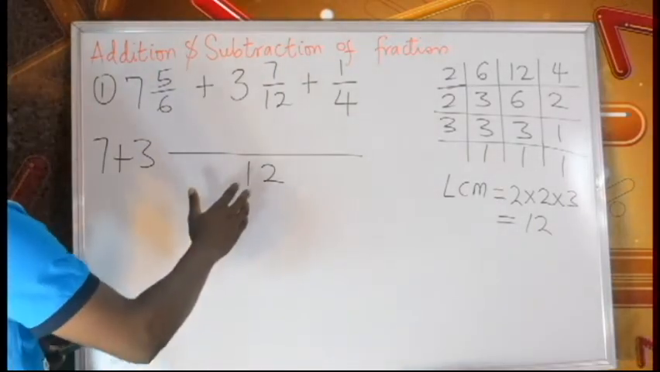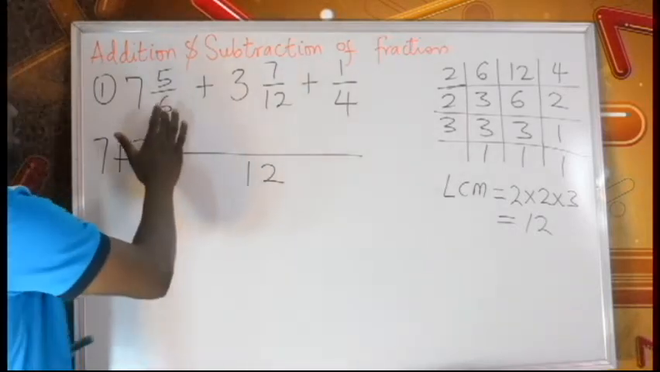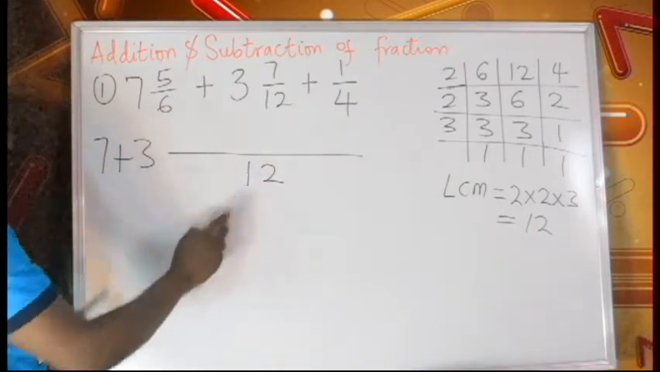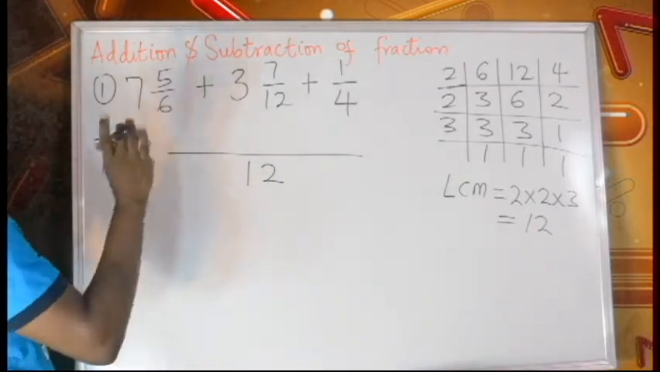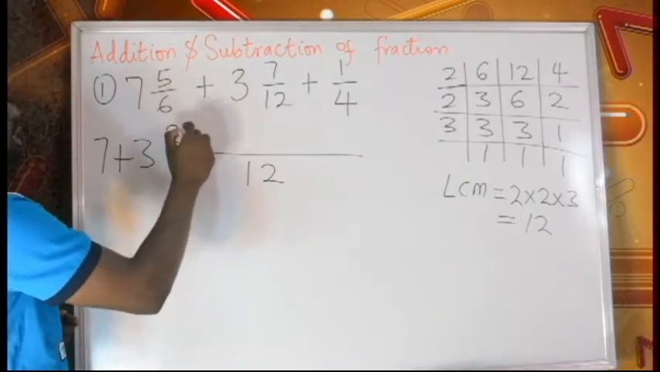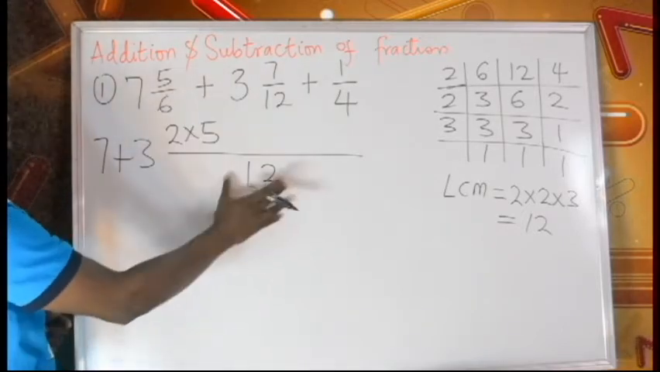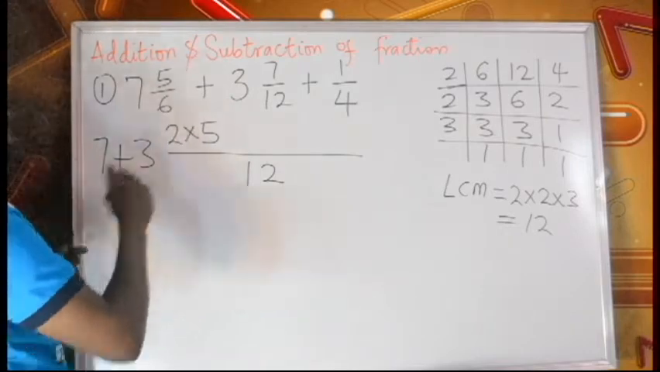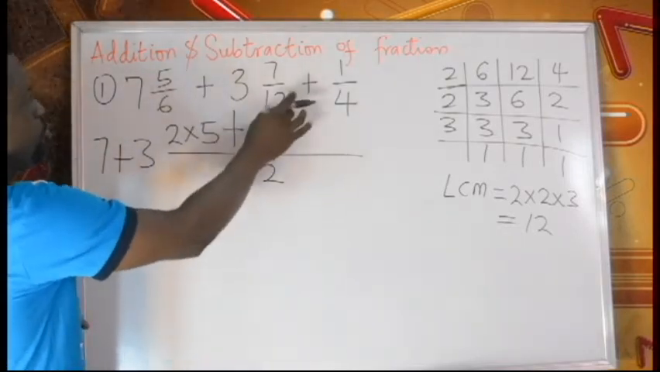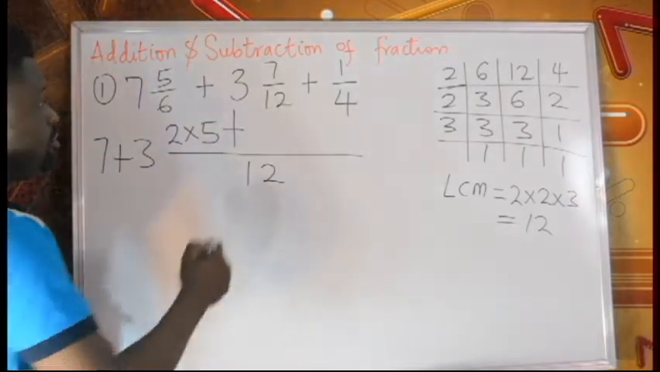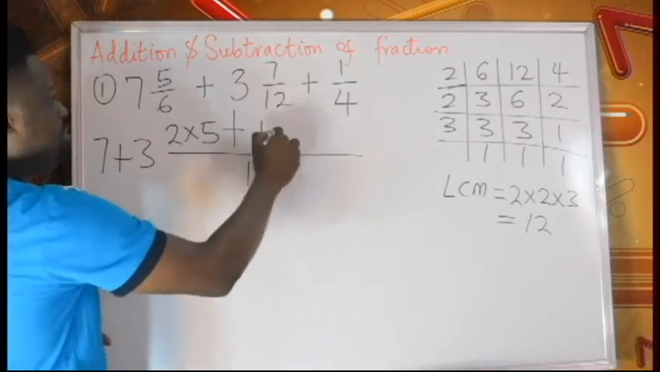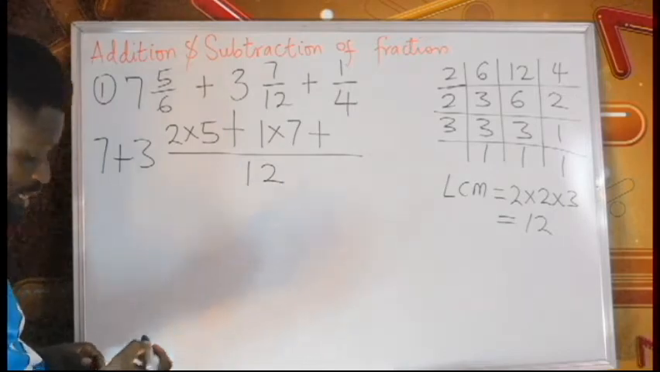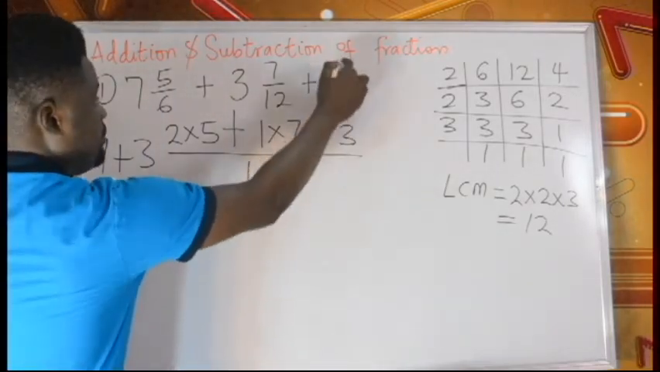6 will go into 12 twice. So that is 2 times your 5. Then your plus. 12 goes into 12 once. That's 1 times your 7. Plus 4 goes into 12 3 times. So write it times your 1.